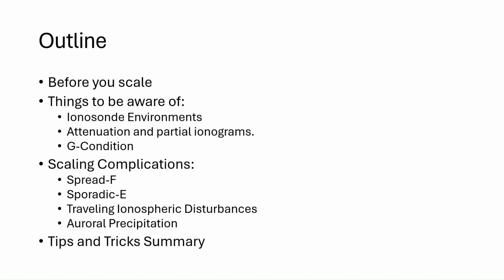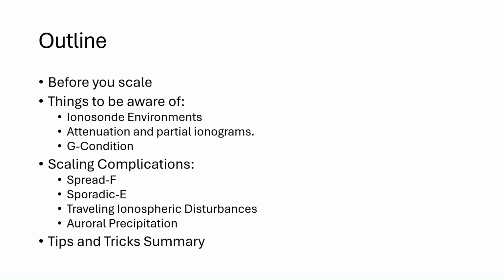Spread F. Ivan and Mikhail both talked about that a little bit. I'll give some more examples. Sporadic E, I know a lot of you had a little bit of experience dealing with sporadic E in the set of ionograms that you've been given up to now. I'll give you an overview of some of the basics of how those work. And I'm going to focus a little bit on physically what's happening in the ionosphere to produce the weird structures that we're seeing. And I'll talk about TIDs and some auroral precipitation.